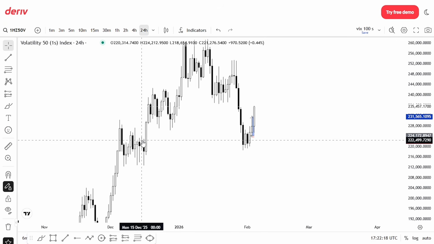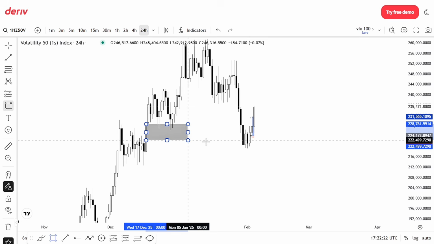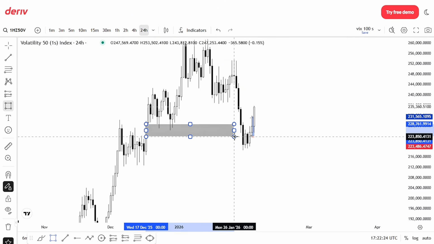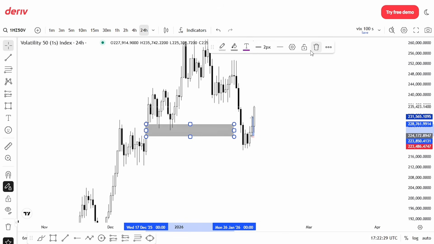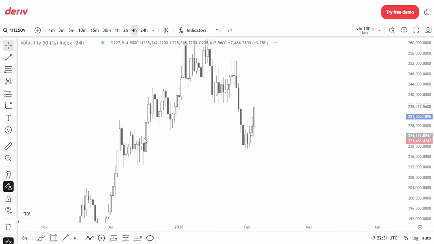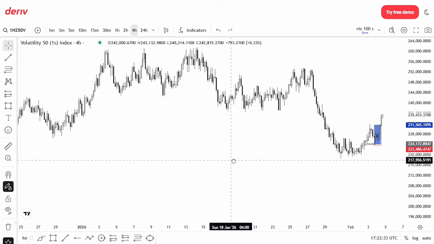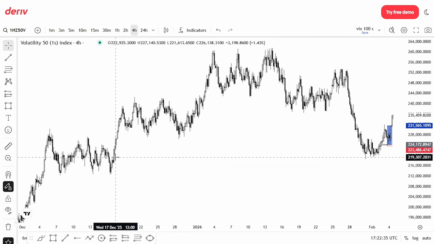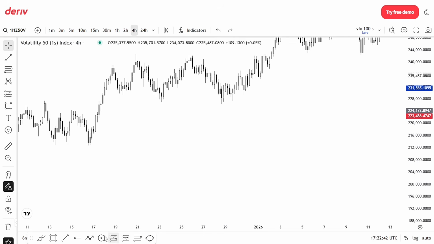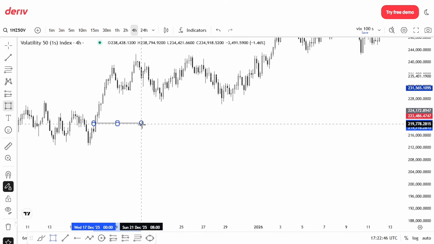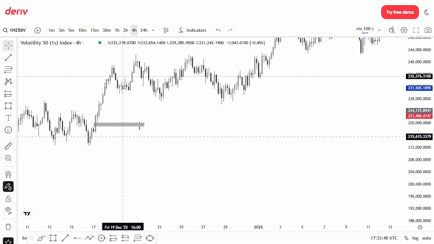There's a sweep of that area entering into the daily fair value gap. Sorry, that fair value gap is already invalidated because the market has traded into it previously, so that's not valid. Okay, let's look for something else. Do we trade into this fair value gap? Yeah, this is a 4 hours fair value gap here that we traded into.